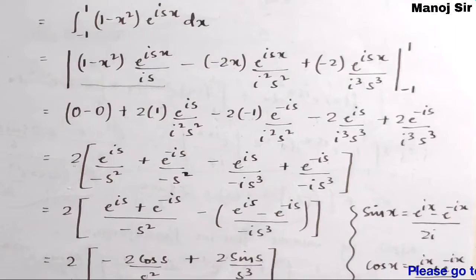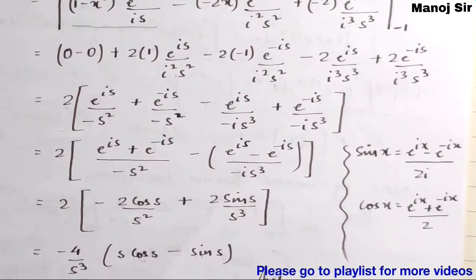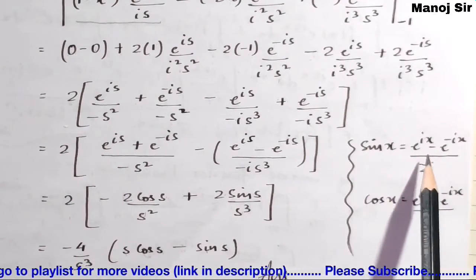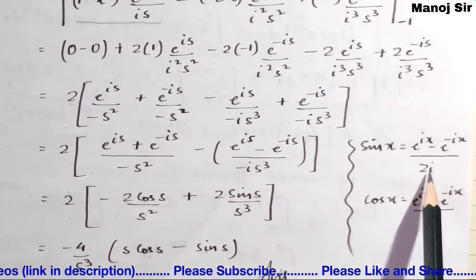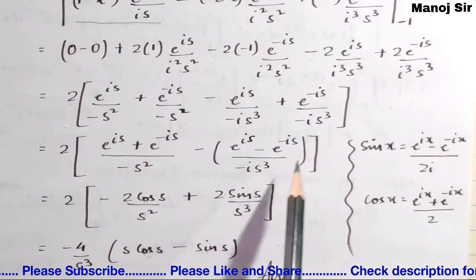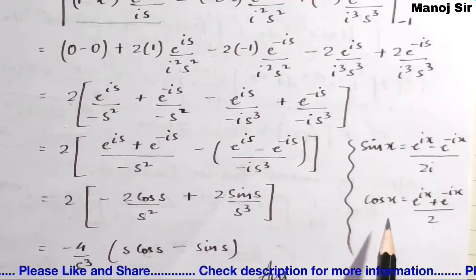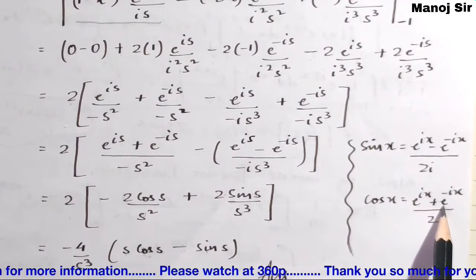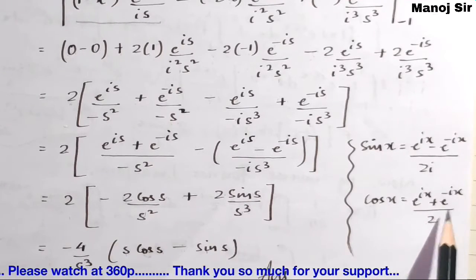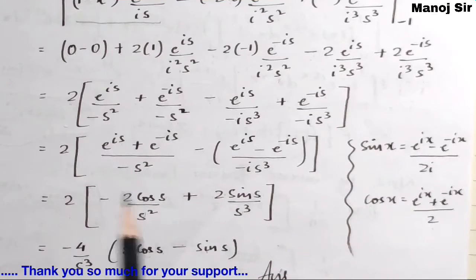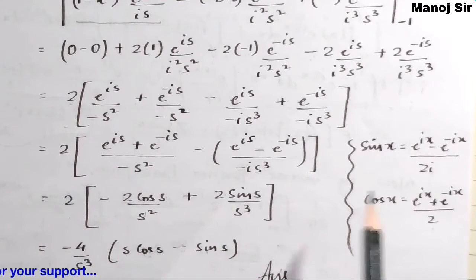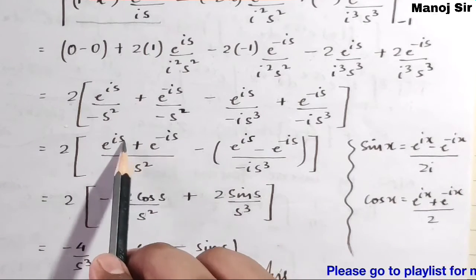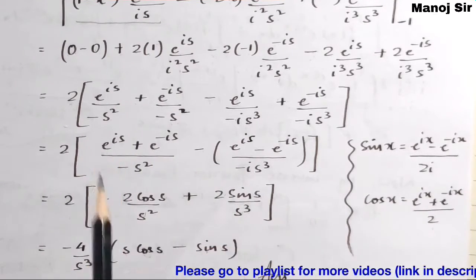So e to the power is minus e to the power minus is, upon minus i s cubed. Now you must be aware of these two formulas: sin x equals e to the power ix minus e to the power minus ix upon 2i, and cos x equals e to the power ix plus e to the power minus ix upon 2. We are going to use these formulas here. 2 is as it is. Here the function is x, but here the function is s.